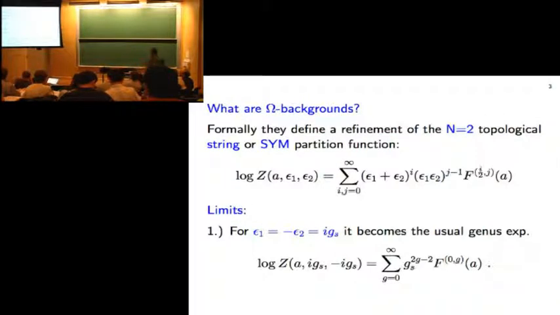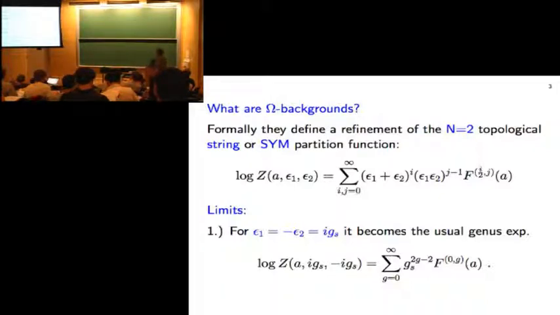The easiest way to define them is that they formally give a refinement of the topological string or super Yang-Mills partition function, in that now you have two parameters, epsilon 1 and epsilon 2. They are absolutely crucial in this talk. And you have a sum of these epsilons and a product of these epsilons. And i and j are going to be over the integers. But if there is an odd integer, you see already something strange happens in the index. It becomes half integer. And in this case, the symmetry between epsilon and minus epsilon is actually broken. So this will also play a role in the following of the talk.